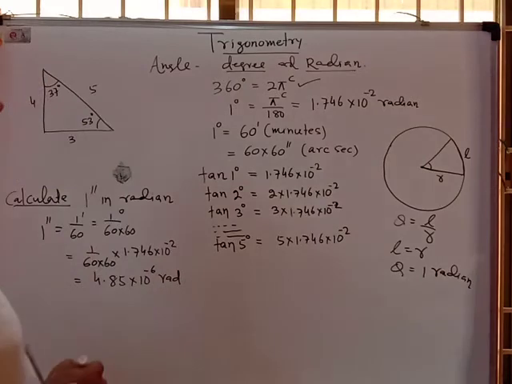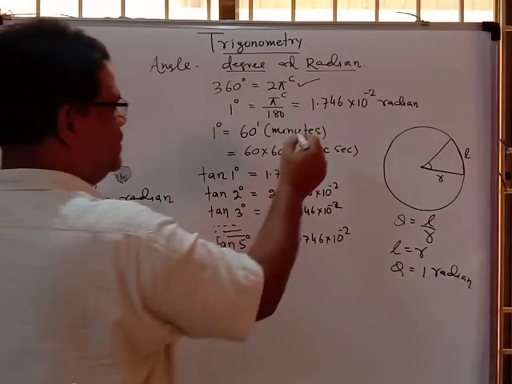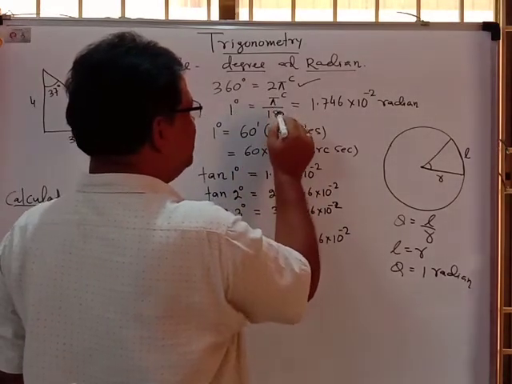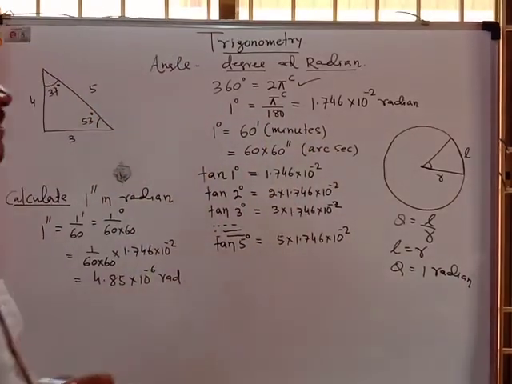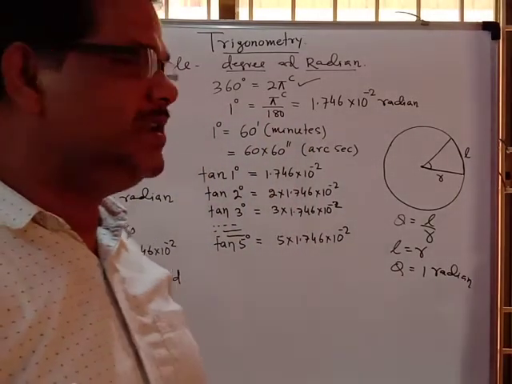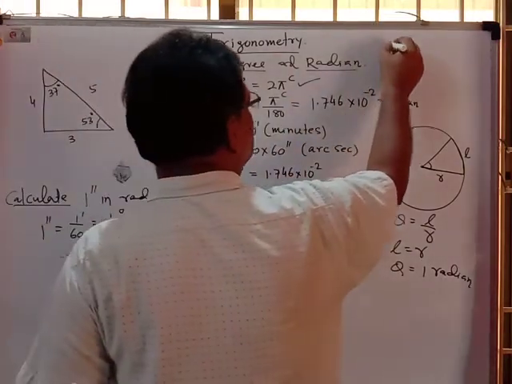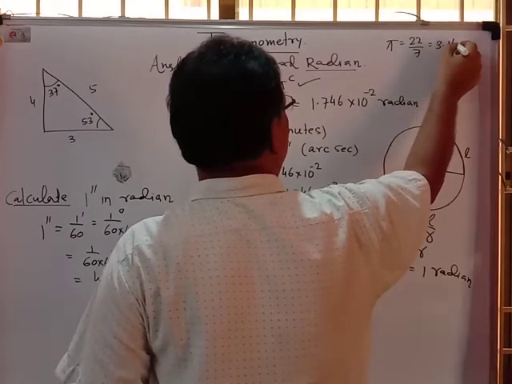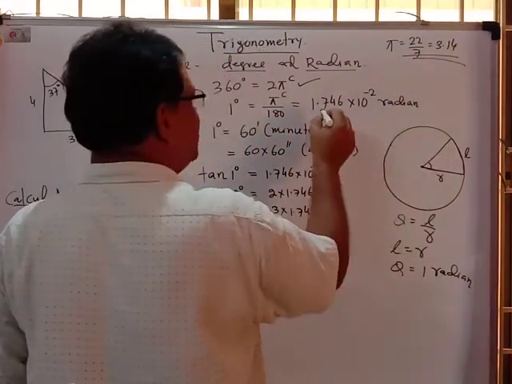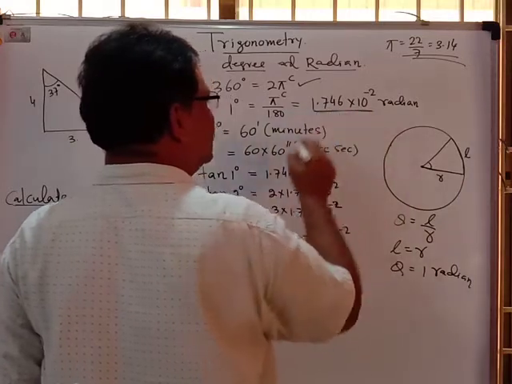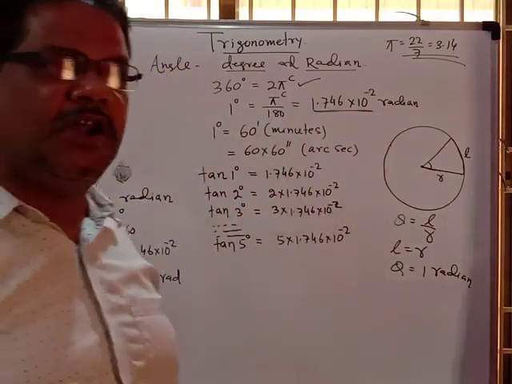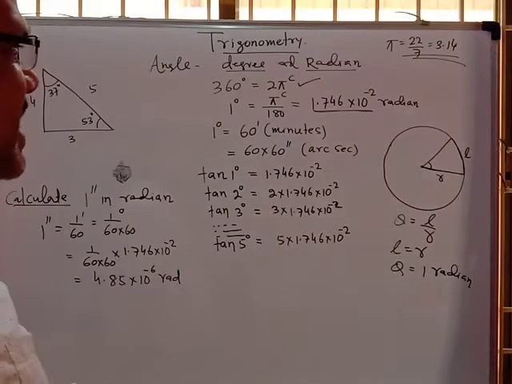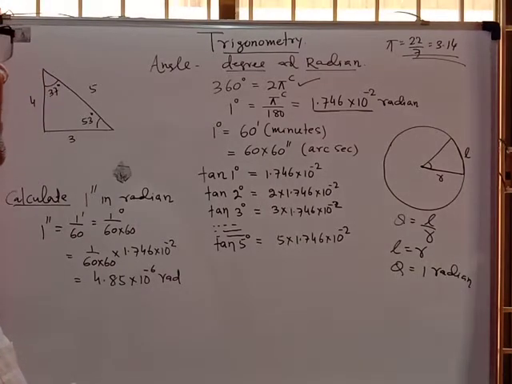I am not using all these things. I want this value. If you calculate pi upon 180, what is the value of pi? That is 22 by 7. The pi value is 22 by 7. You know that pi equals 22 by 7, that is equal to 3.14. If you put the values here, you can get the value, that is 1.746 into 10 to the power minus 2 radian. All of you remember this value, because I will use these values always. 1 degree equals 1.746 into 10 to the power minus 2 radian.